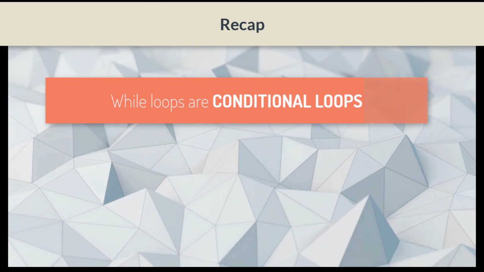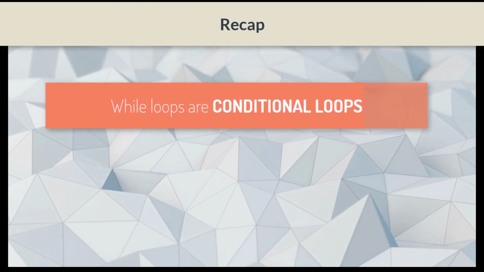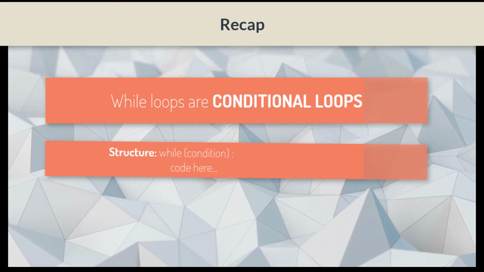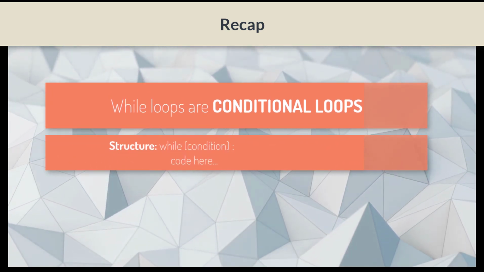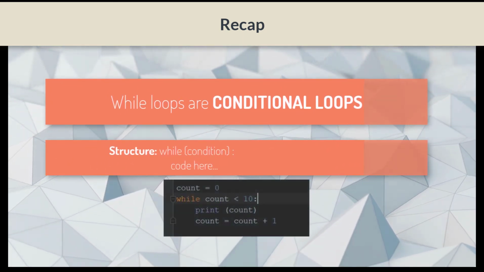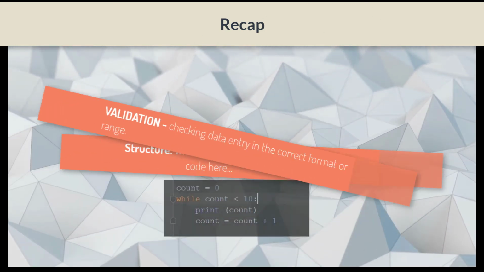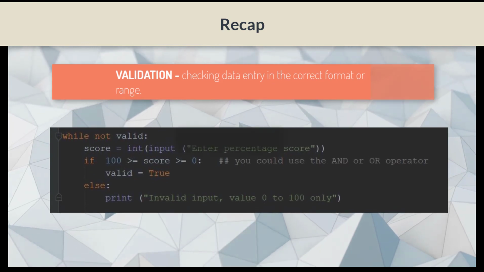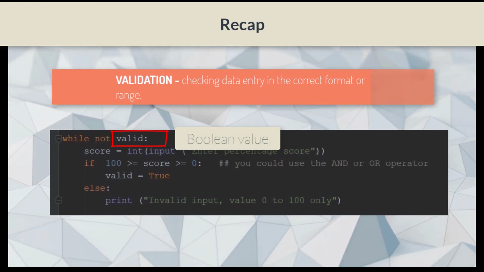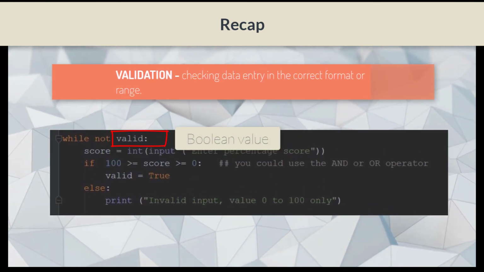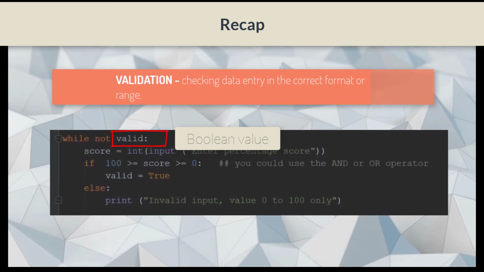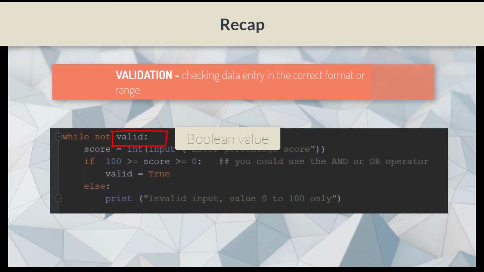So to recap, while loops are conditional loops, and we can demonstrate that using the program structure while followed by the condition, and you put the code after the while statement as shown below. We can use while loops for validation, i.e. checking the data is in the correct format, using the following program, where we're using a Boolean value to set the condition for the loop.